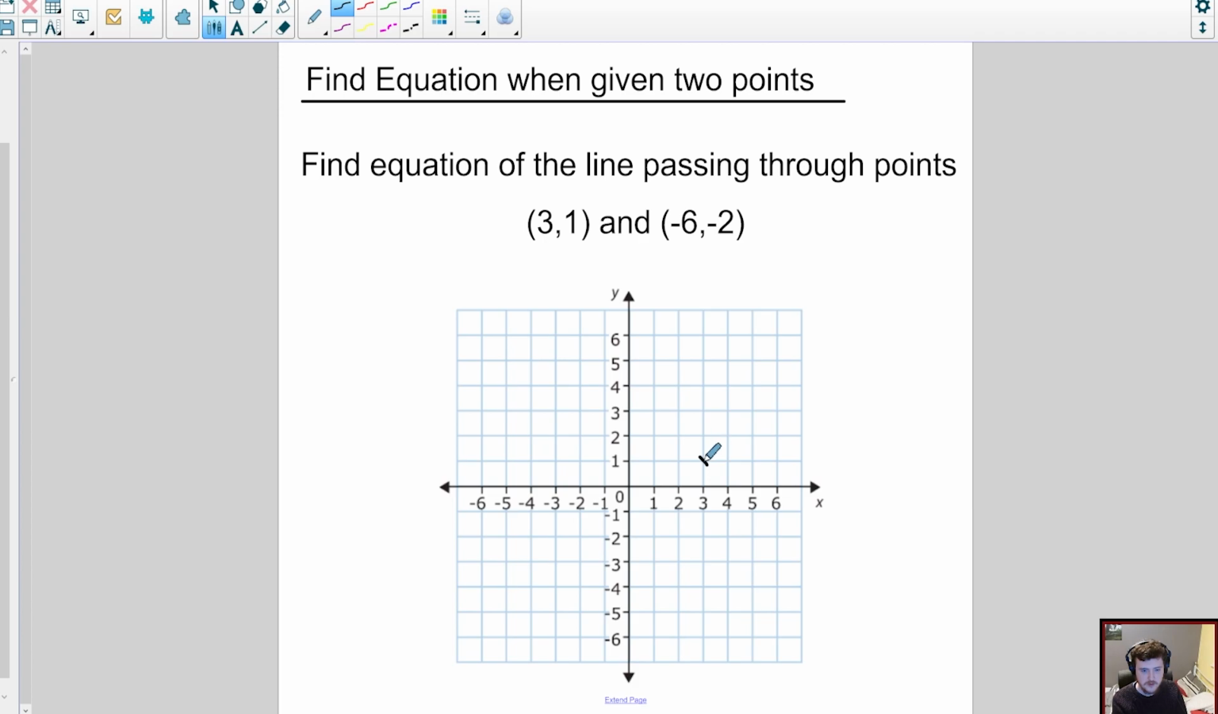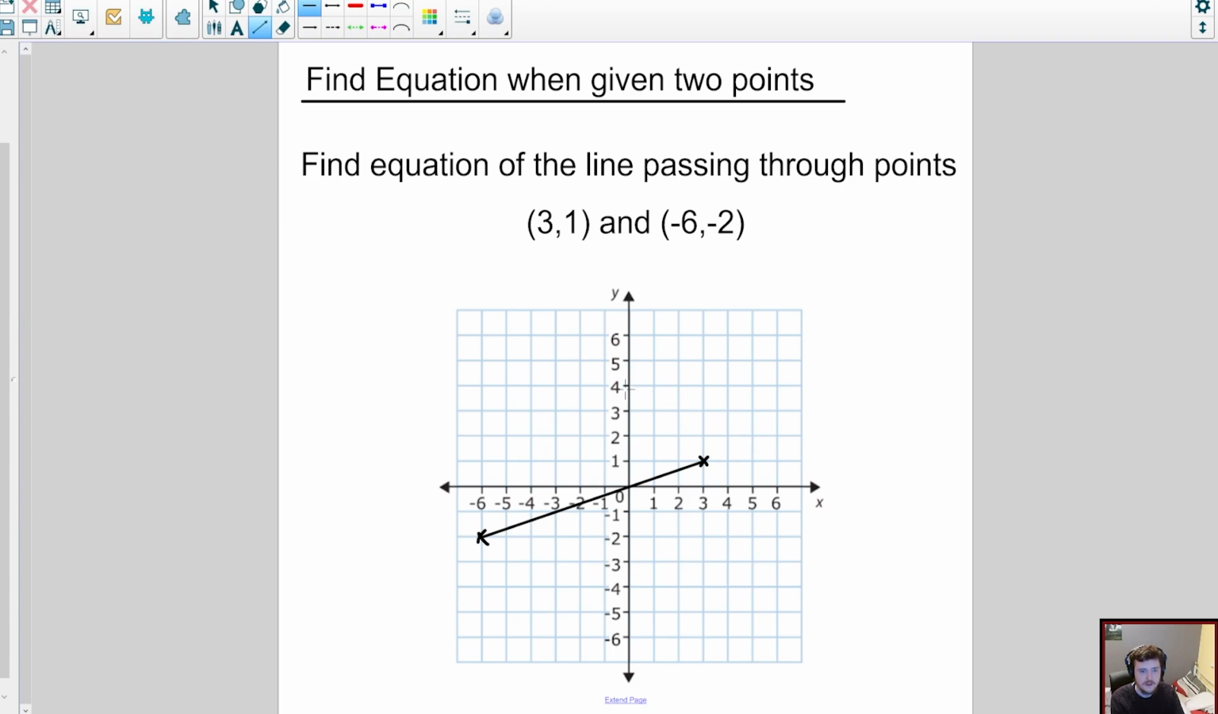So I'm going to go 3, 1, and minus 6, minus 2 is down here. That's my 2 points. Now, you may be given this with no graph paper whatsoever. So if you have no graph paper, you'll have to use a different method, but if you are given graph paper, then I would actually draw the graph and measure them. So I'll do it with graph paper first because it's easier, and then I'll tell you how to do it if you don't have one.